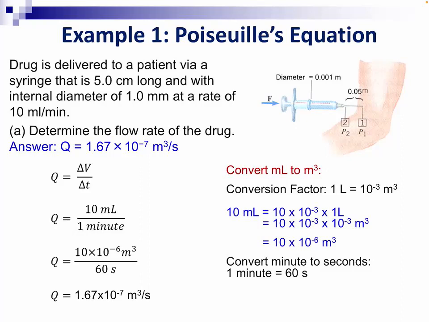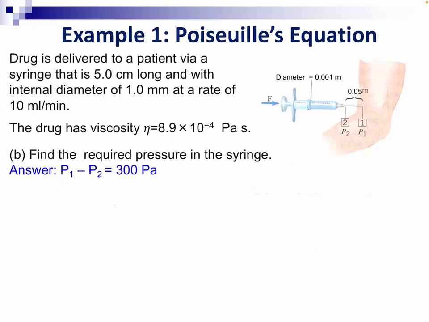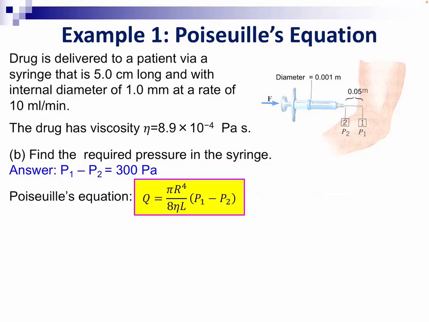So now that you know the flow rates, you can solve for the pressure difference across the syringe. Poiseuille's equation relates the flow rate to the pressure difference. You need to rearrange this equation because you want to find P1 minus P2. It's the whole P1 minus P2 that you want to find. It's the difference in pressure across the syringe.